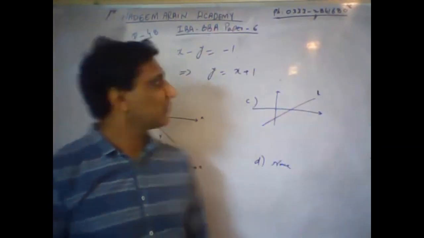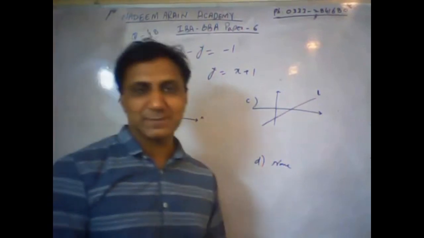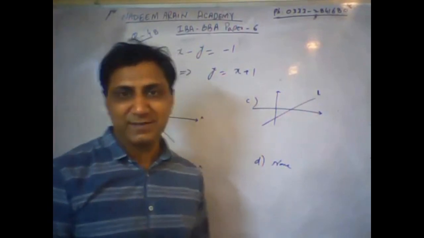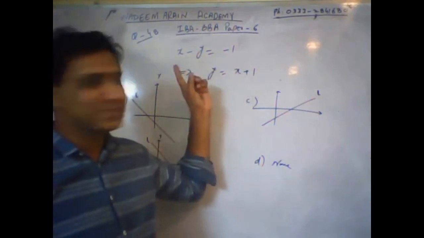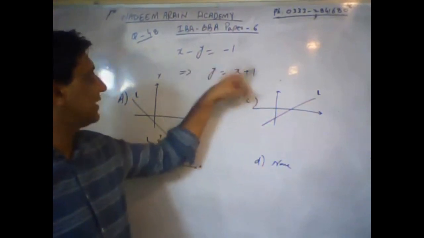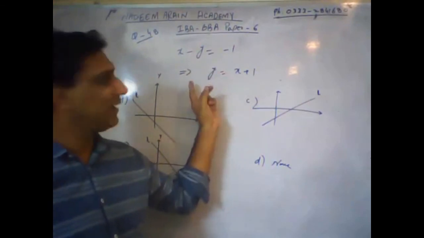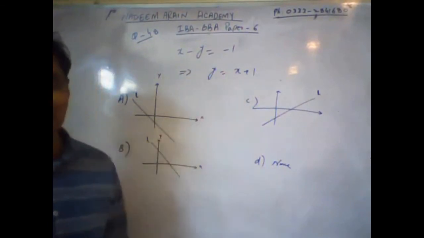Hello students, this is question number 48 from IBA past paper 6 regarding coordinate geometry and lines. The question says this is the equation x minus y is equal to minus 1, or y is equal to x plus 1. This is the same thing. So which line represents the equation of this line?